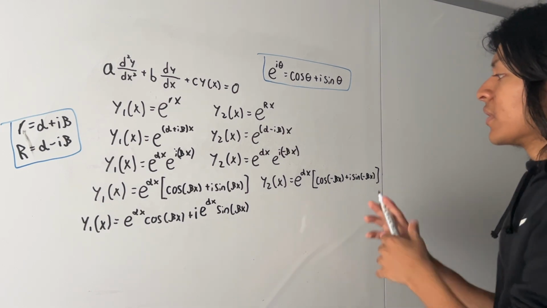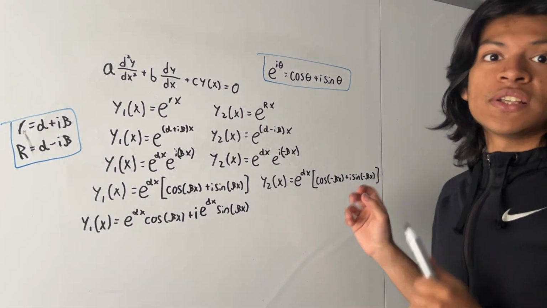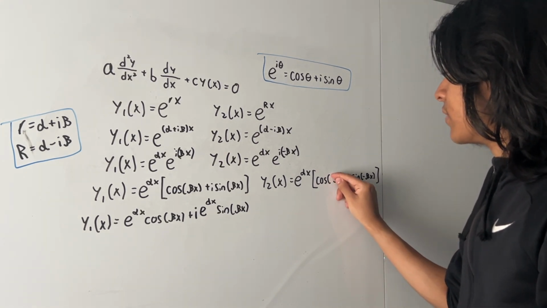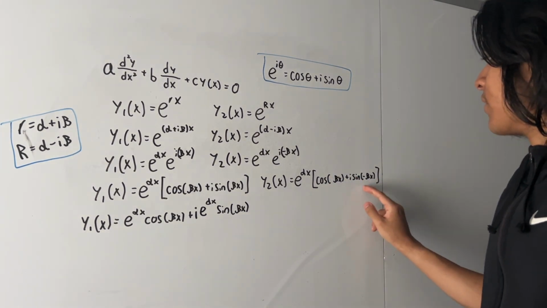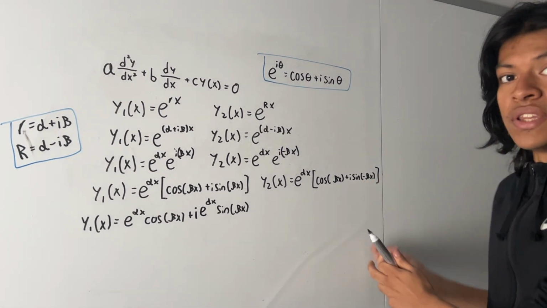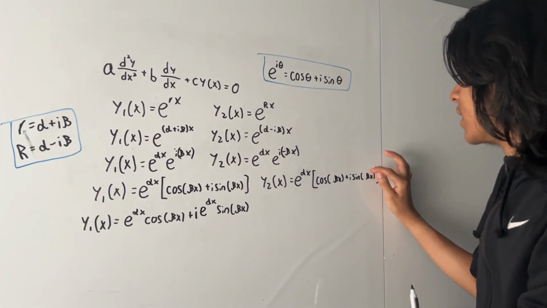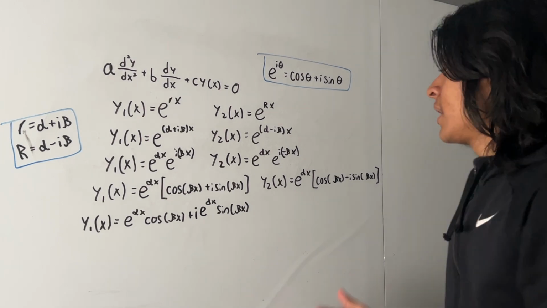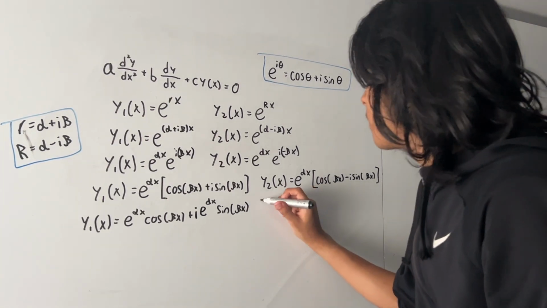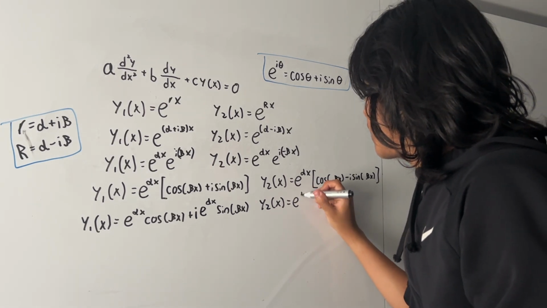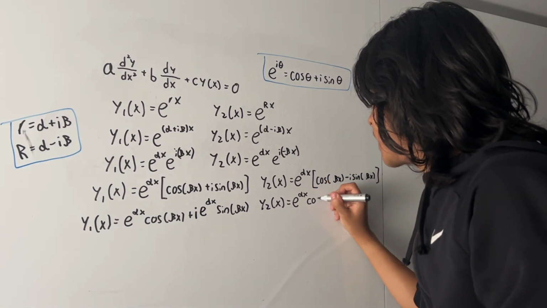And for this part, cosine of negative beta x, because cosine is an even function, we could get rid of this negative right here. And sine of negative beta x is an odd function, so instead of having the negative on the inside, we're just going to put it on the outside. So now we have that right there. And the same thing, we could expand it. So y2 of x is equal to e to the alpha x cosine beta x.